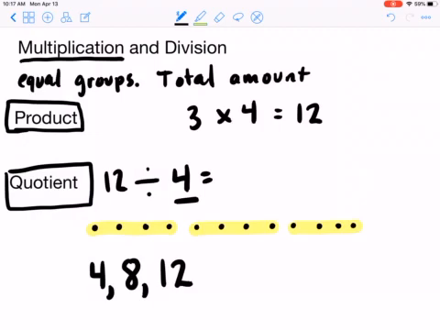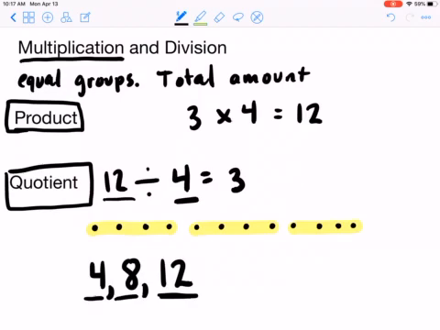We know that we had 12. We started out with 12 total objects. So when you skip count and when you get to the number you started with, the total number of objects, you know that you're finished. And what we have to do now is figure out how many times did we skip count by 4. We skip counted by 4 3 times. So 12 divided by 4 equals 3.